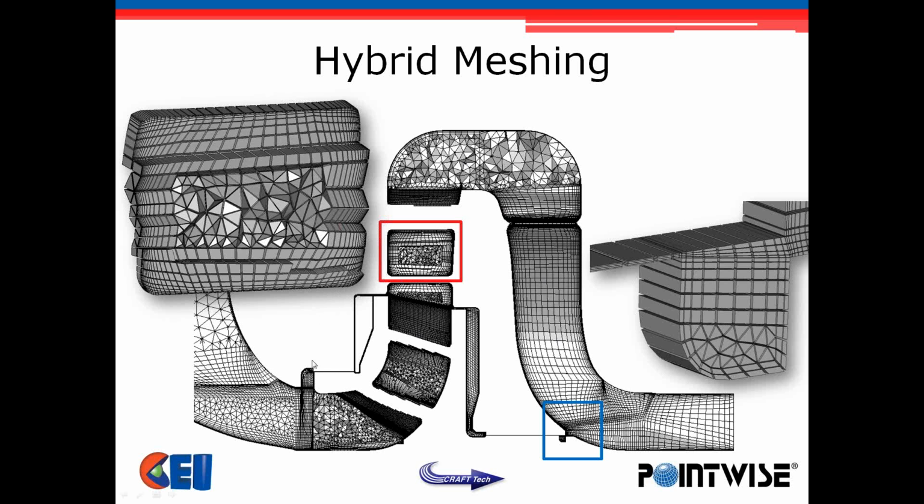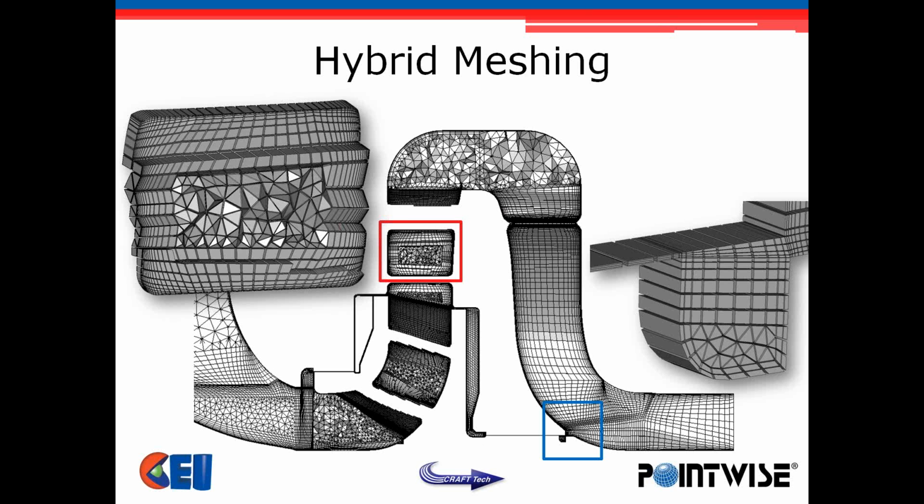And you can even see some of the leakage paths, the impeller leakage paths and crossover leakage paths, have been modeled. So it's a very complex CFD model. There are a number of reasons that Craftec chose to use a hybrid meshing strategy for this particular problem, and one of those reasons is time.